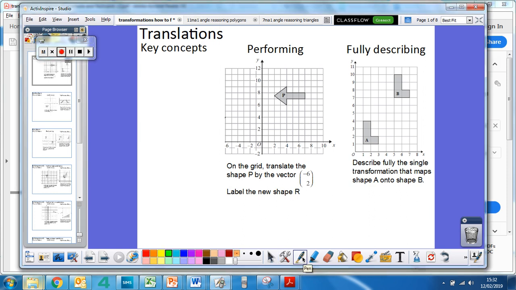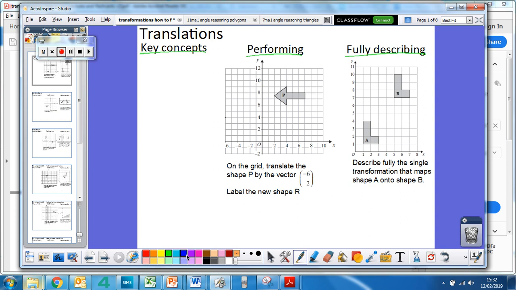Okay, so we're going to look at all four transformations, but we'll start with translations as the first one. With translations, we're going to look at the key concepts, the most important things about translations. We'll look at how you can perform a translation, and then we'll look at exam questions where I ask you to fully describe a translation.